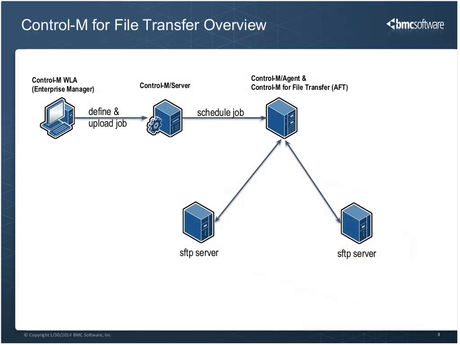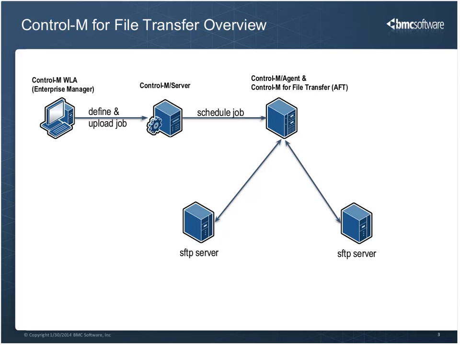So Control-M for file transfer, a brief overview. Here we see the Control-M environment. In the top left, you can see the Control-M Workload Automation or Enterprise Manager, the GUI where we define jobs and upload them to Control-M Server. The Control-M Server actually schedules the jobs and transfers them to the Control-M agent who then runs them. And this is where Control-M for file transfer is installed and transfers files between FTP or SFTP servers.